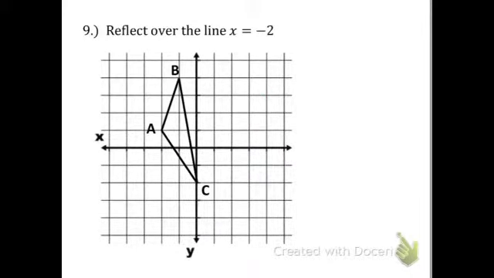Moving over to 9, the line x equals -2, you go over here where x is -2, and it's a vertical line. Every time you have x equals a number, that line is going to be a vertical line.